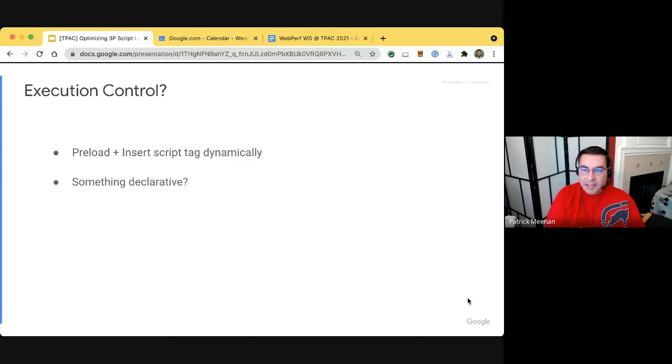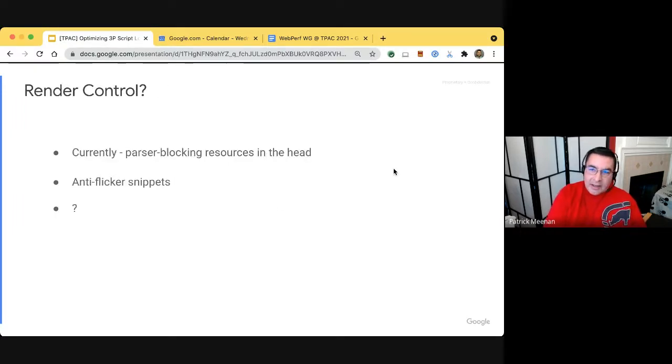Do we need something declarative to say, don't run this async script until after X event? And what are those X events? And are they something the browser can actually know about? Next slide. And then rendering, it's sort of one of those black boxes right now.